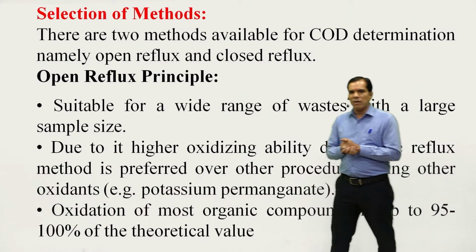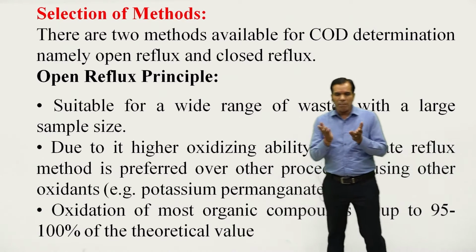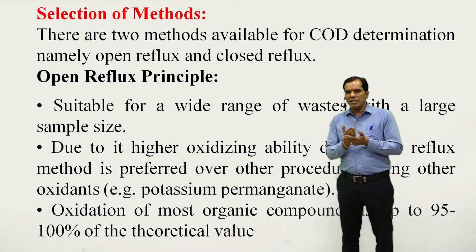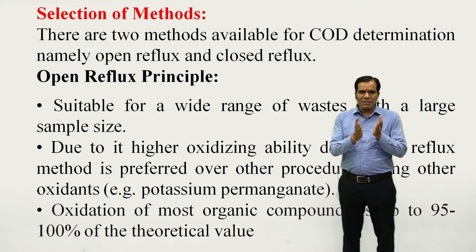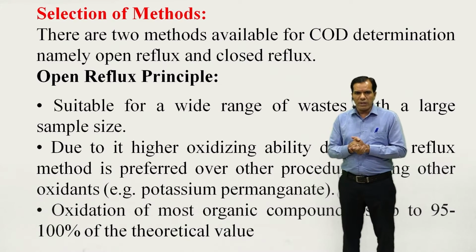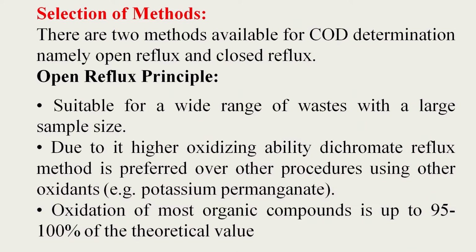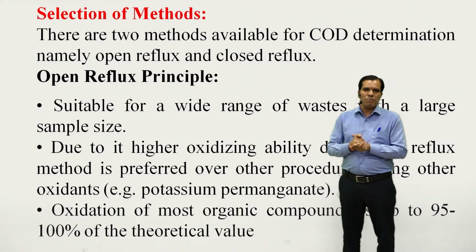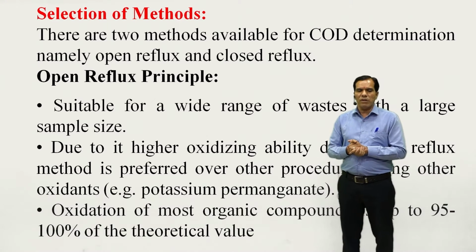It is suitable for a wide range of waste with a large sample size, and this is the suitability. This is the main feature of the open reflux principle. Due to its higher oxidizing ability, the dichromate reflux method is preferred over the procedure using other oxidants such as potassium permanganate. Oxidation of most organic compounds is up to 95 to 100% by this method, the theoretical value of this method.